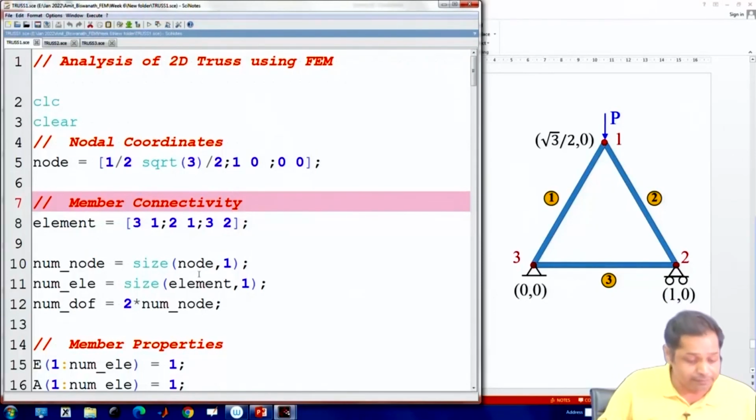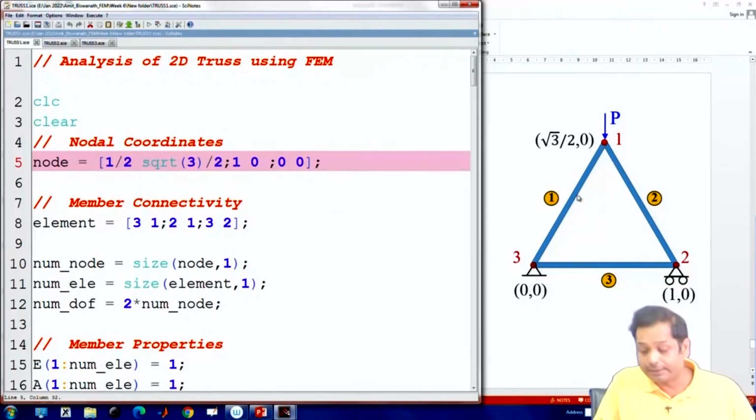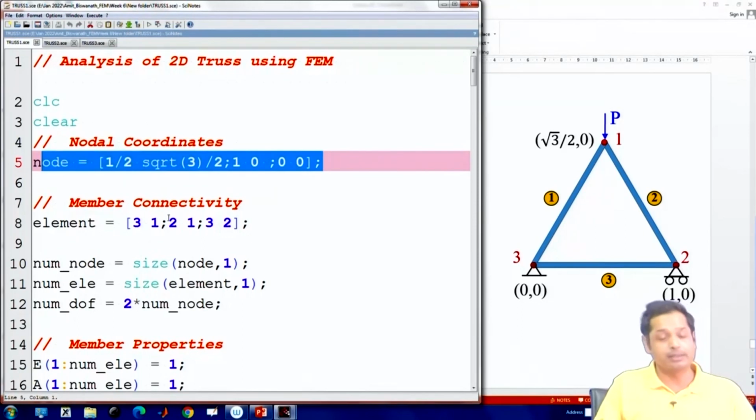First, we give the node, a variable we defined, which holds the coordinates of all the nodes. The first node is node number 1. If we take the length of each member as 1, the coordinate will be root 3 by 2, 0. Then node number 2 coordinate is 1, 0, and node number 3 coordinate is 0, 0. So this gives you the coordinates of all the nodes.